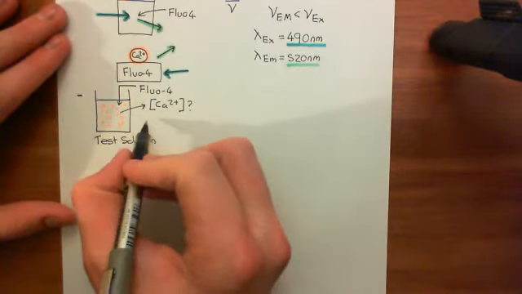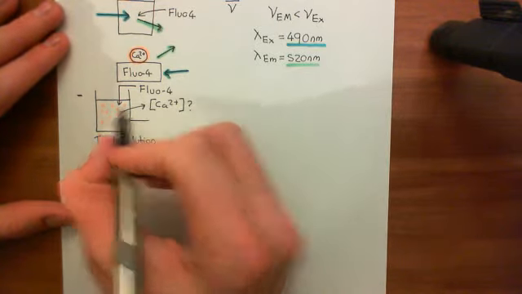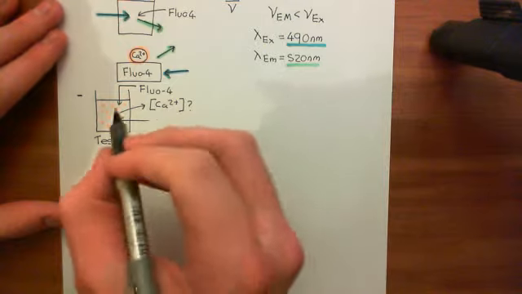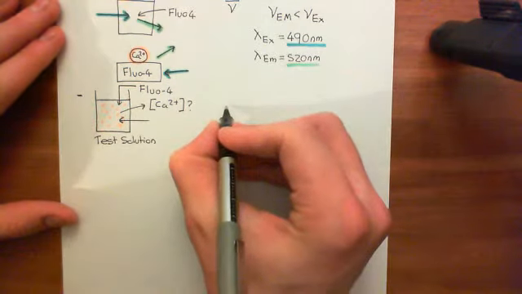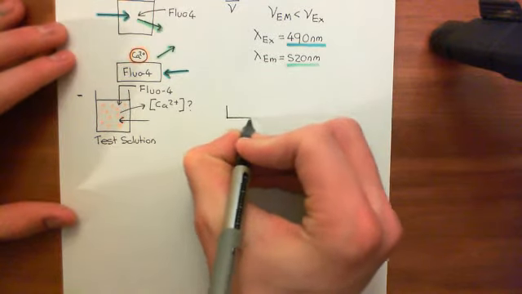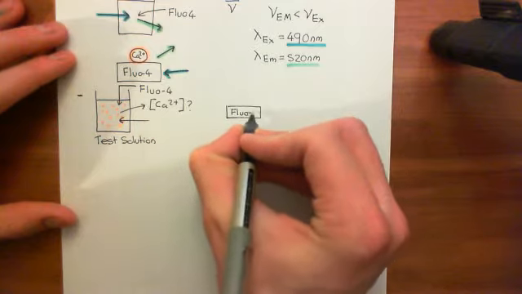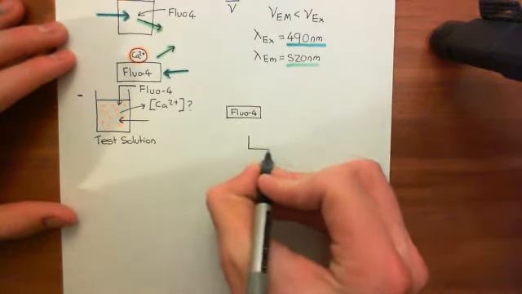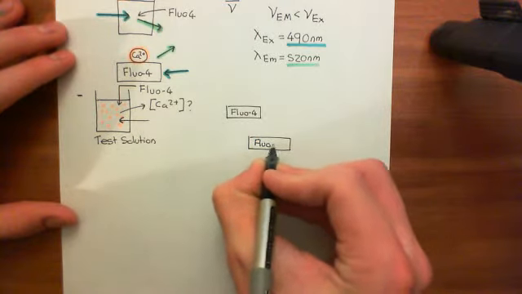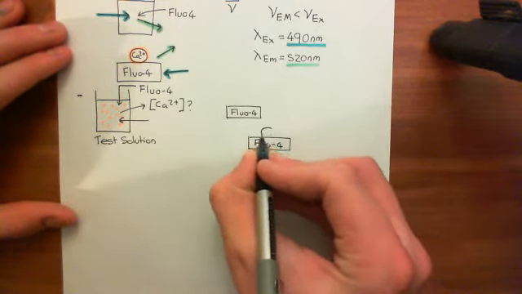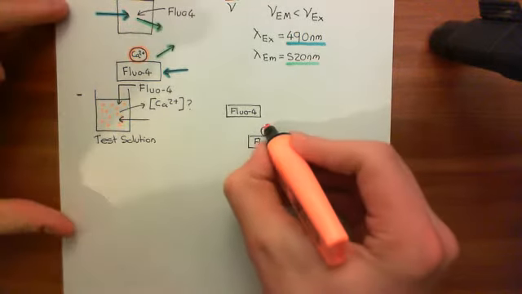So you'll shine blue light on, and of course you'll get green light coming back off now. Now, some of the Fluo-4 molecules will have calcium bound to them. So within our solution, what we'll have is a mixture. Some Fluo-4 molecules will not have calcium bound to them, but some of them will have calcium bound to them. Of course, the ones which do have calcium bound to them are going to be better at fluorescing than the ones which don't.